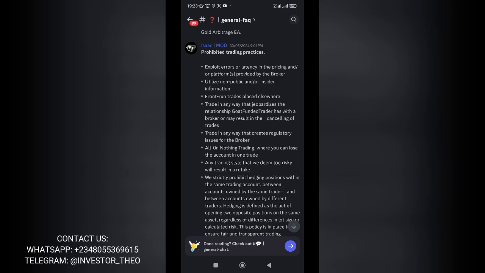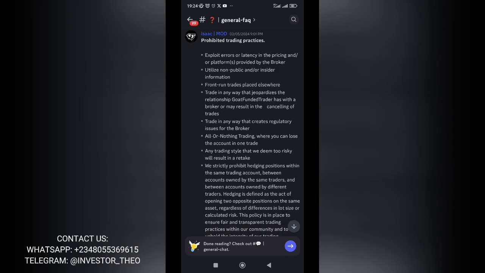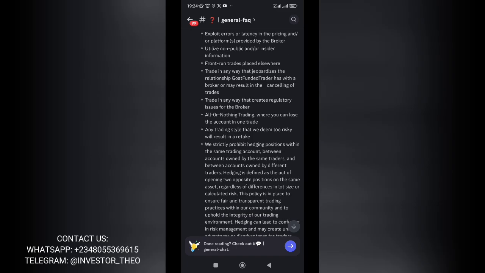Front-running trades placed is also prohibited. Trading in any way that jeopardizes the relationship between GoatFunded Trader and its brokers is another issue. Trading in any way that creates regulatory issues is as well. Some countries don't support some secondary brokers, right? And some certain trading styles. So if you're trading that way, that's an issue. All-or-nothing trading, where you can lose the account in one trade, is also an issue.